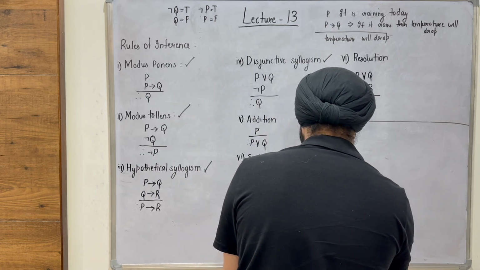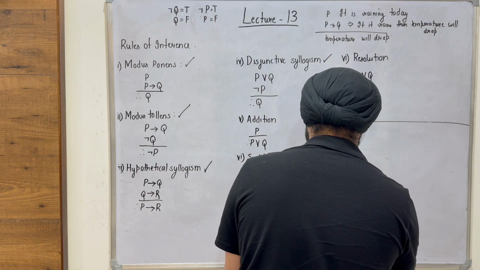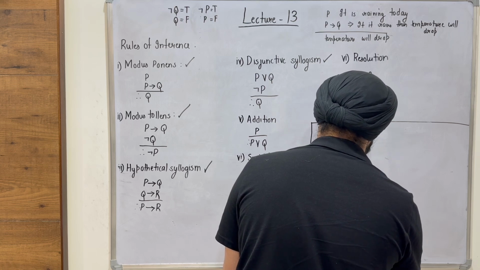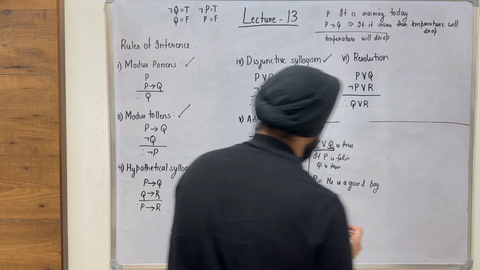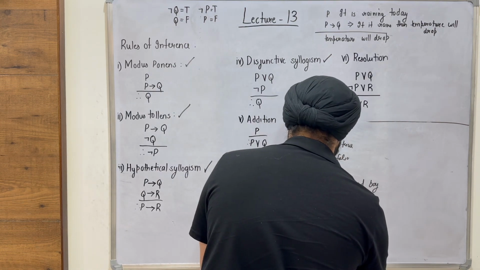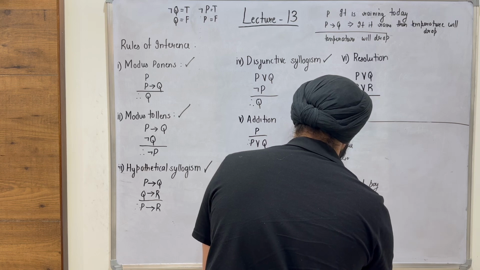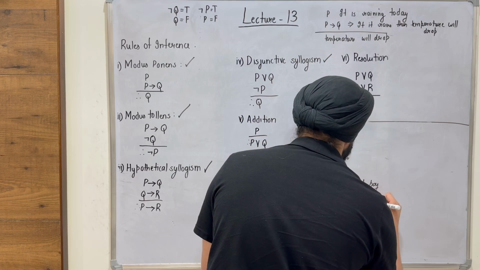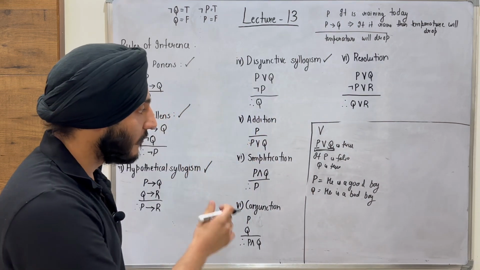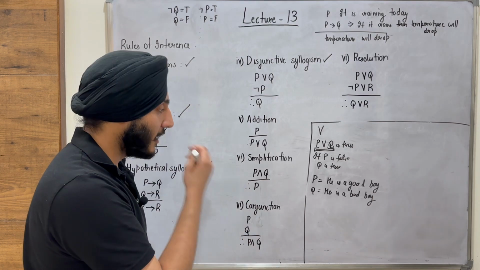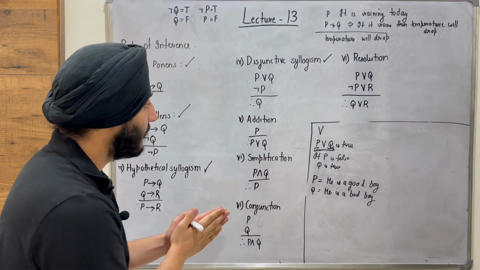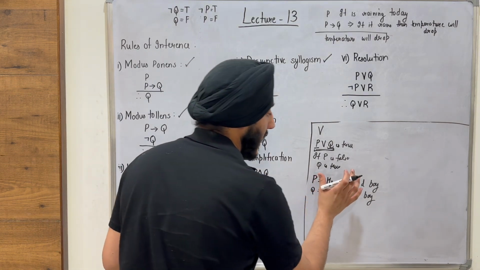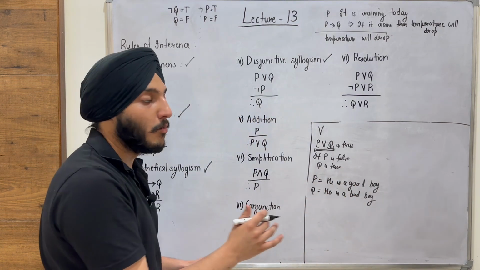So if I say P is equal to, and let's say, right, just a very basic example. I know it's not a very good example, but just for explanation purposes. So how addition works is, if I am assuming that P is true, which is, I'm saying that he is a good boy, right?